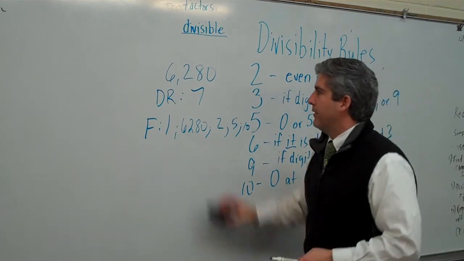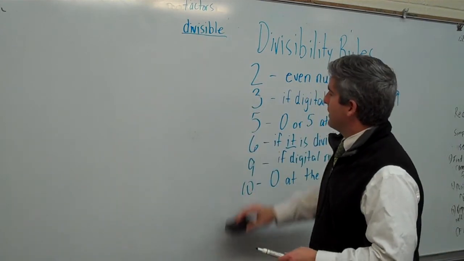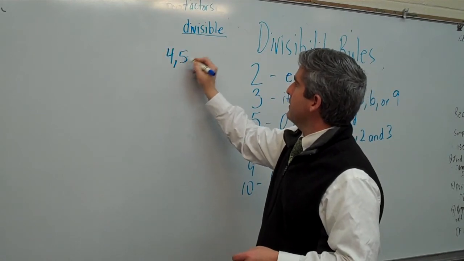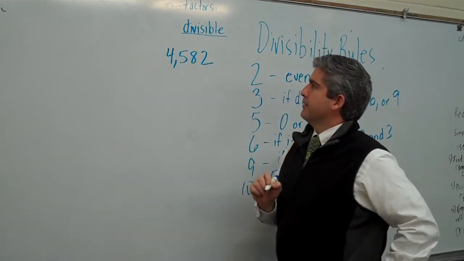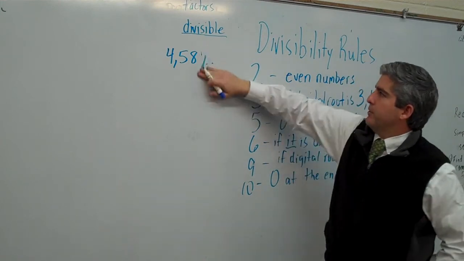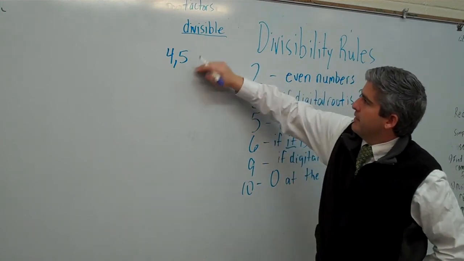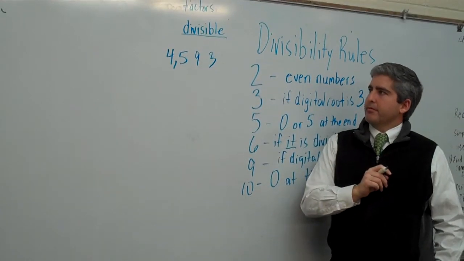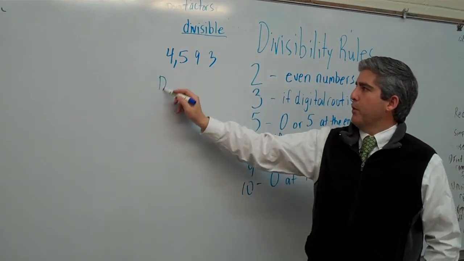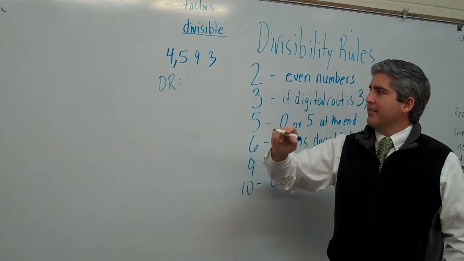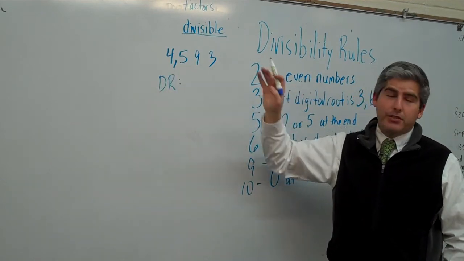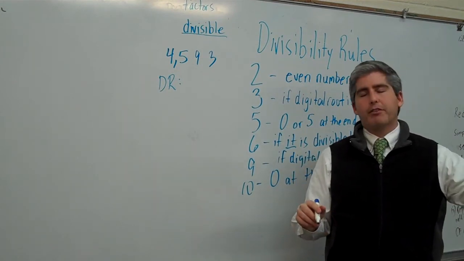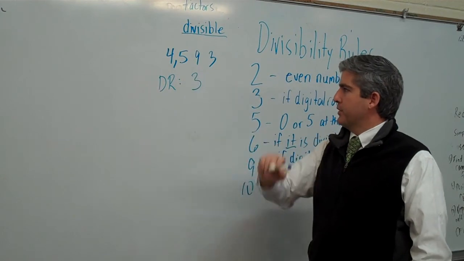Let's do one more example. So the first thing to do is always figure out the digital root, because that'll help you figure out some of the divisibility rules. Okay. First of all, let's find the digital root. 4 plus 5? 9. Plus 9? Plus 3, excuse me? 21. Now, is that a one-digit number? No. So we have to do 2 plus 1. So my digital root is 3.